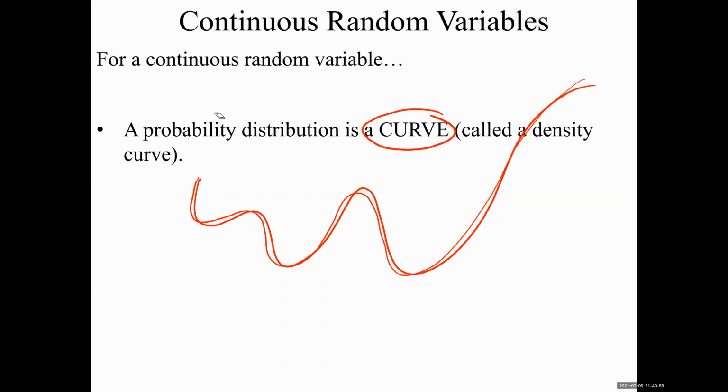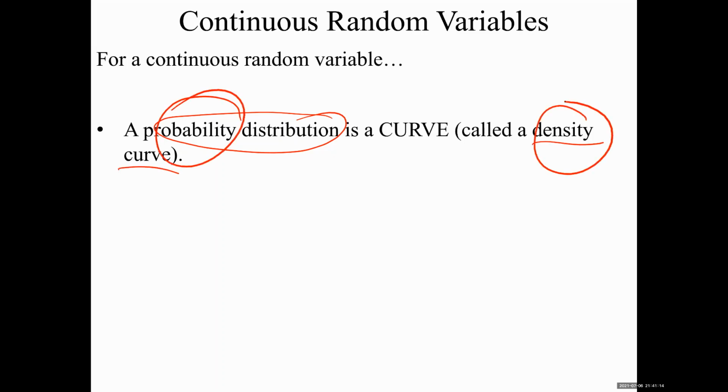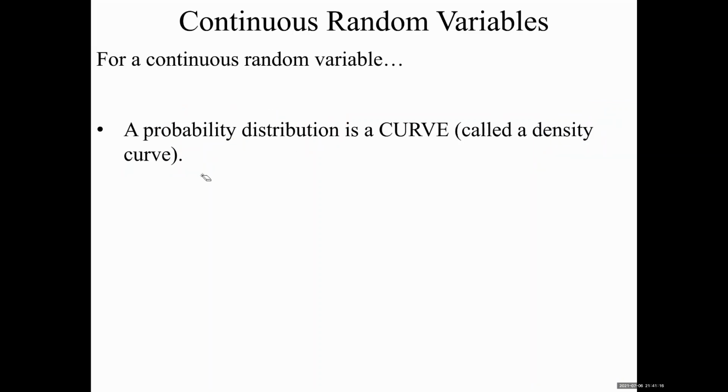You can't make the whole table. It would go on forever. So things have to change. So one thing, probability distribution becomes a curve. There's actually three names for this curve. It could be called a probability distribution. Sometimes it's called a density curve. Sometimes it's called a probability density. Whatever, different names for this curve. But again, for a continuous random variable, a probability distribution is a curve.